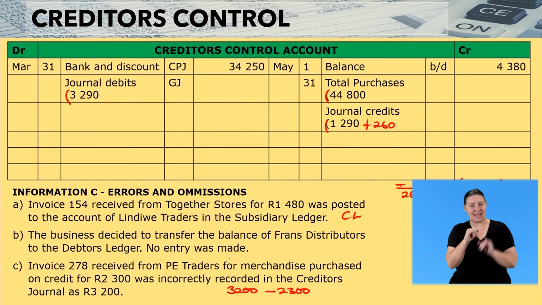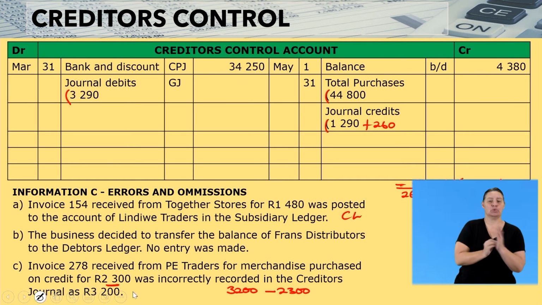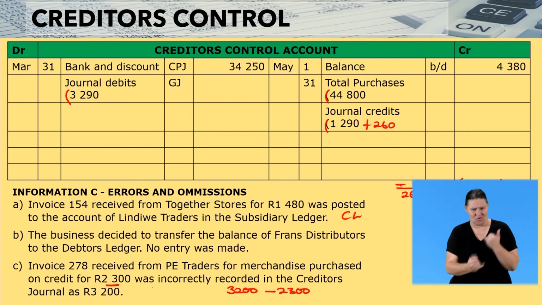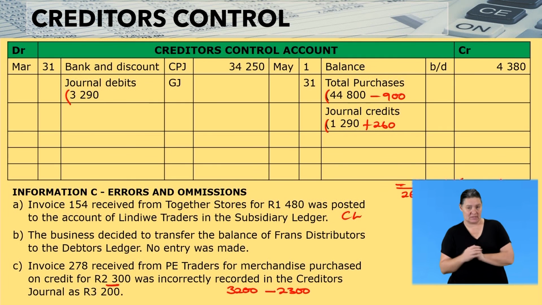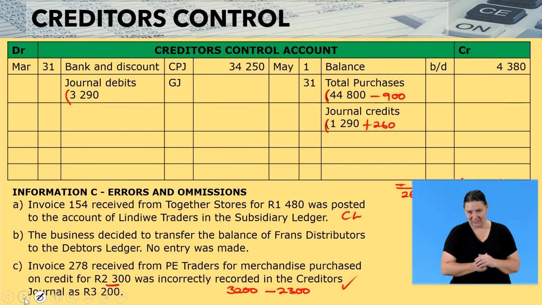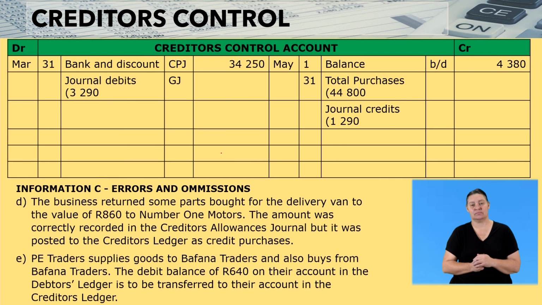And this is an invoice that was overstated. It is for 2,300, but it was recorded as 3,200. So an invoice was overstated. I would therefore come to my total purchases and I'll say minus 900 because an invoice was recorded more. Let us go on to the next.